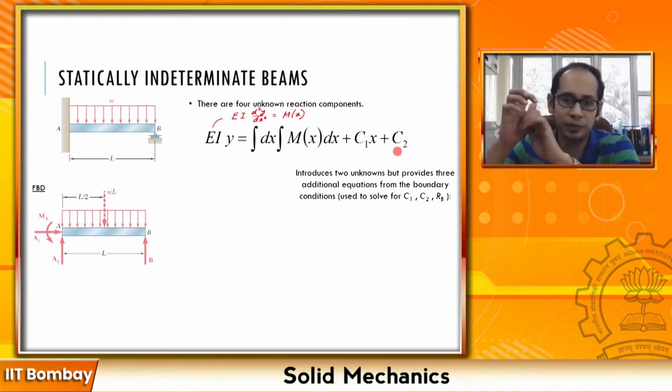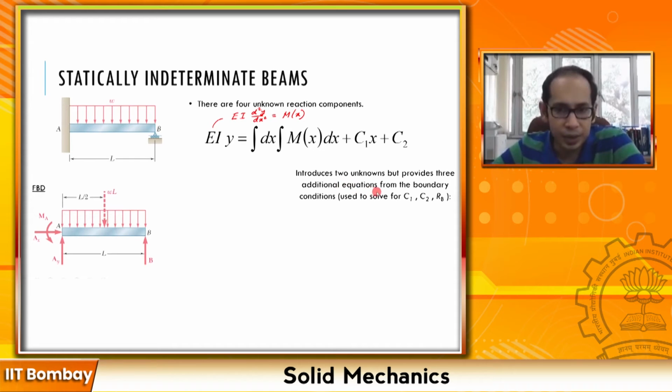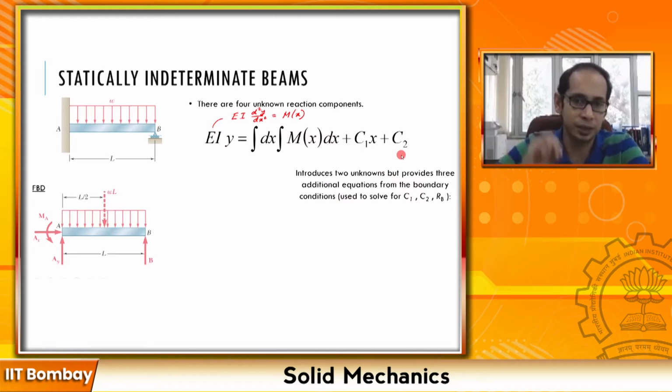You are actually making your life easier, because these three additional unknowns provide additional equations through the boundary conditions. How does it do that? At this particular point we know the deflection is 0, so that is one condition: y = 0 at x = 0, and y = 0 at x = L. In addition to that, there is one more condition. Can you think about it? Yes, at this cantilever end the slope must also be 0, so EI dy/dx must also equal 0.